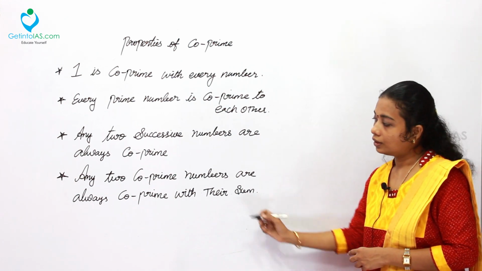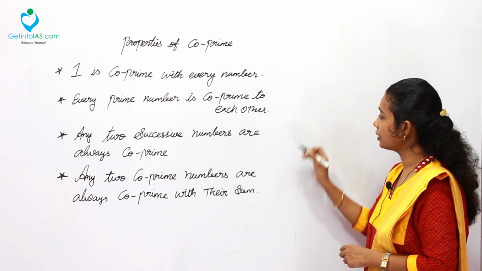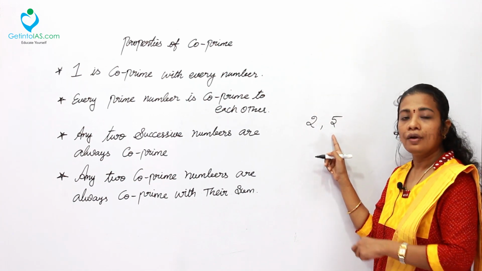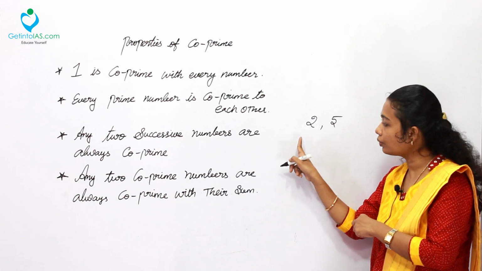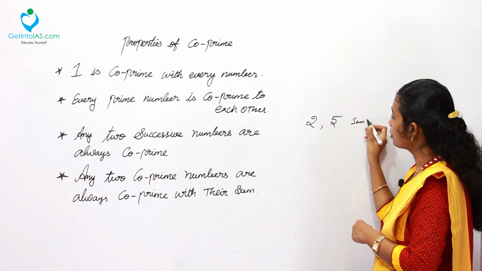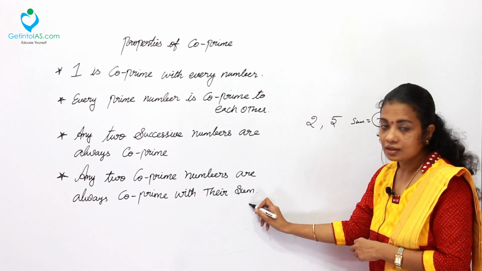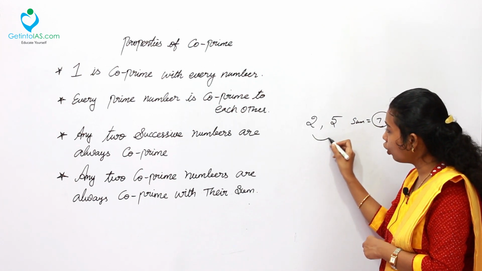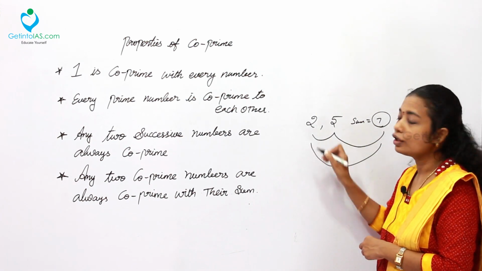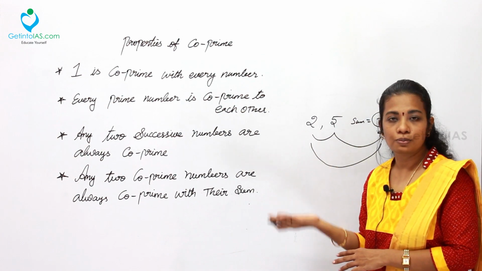The last property: any two co-prime numbers are always co-prime with their sum. We can take 2 and 5, which are co-prime to each other. Why? Because 1 and 2, 1 and 5 have no common factors. The sum of these two numbers is 2 plus 5, which is 7. So the last property says 2 is co-prime to 5, 5 is co-prime to 7, 7 and 2 are co-prime, and 5 and 7 are co-prime. These are the things we can gather from these properties.